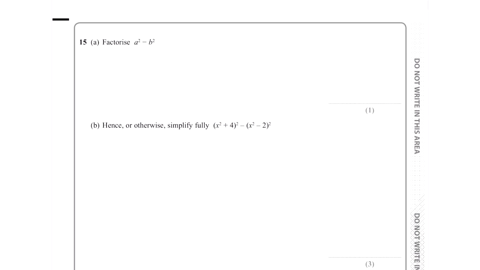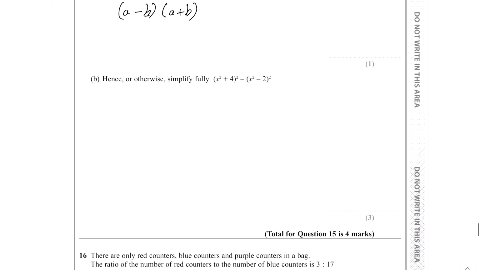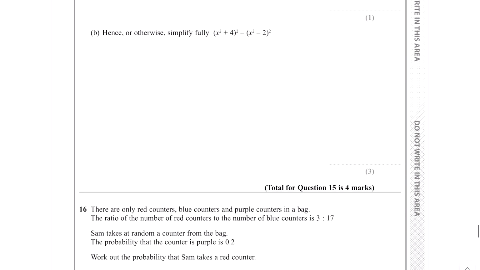Factorize a squared minus b squared. It's the difference of two squares, so that's going to be a minus b and a plus b. And you can expand these out to see how that works. So that's your answer for this one. Factorize just means put it into brackets. Then it says hence, or otherwise simplify fully this equation.